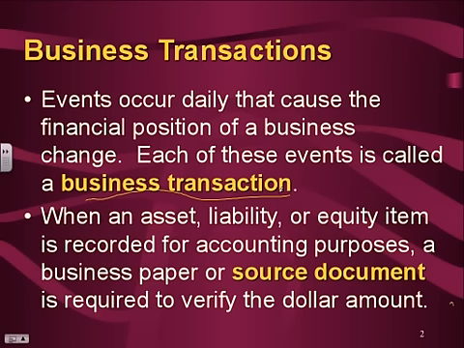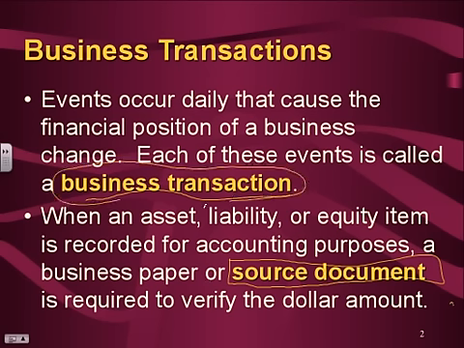When an asset, liability, or owner's equity item is recorded for an accounting purpose, a business paper or source document is required to verify the dollar amount. We are going to be spending a lot of time on source documents in the next chapter, but for now we're just going to be introducing them. It's important that you understand what they are. So two things that you need to know here: what is a business transaction and what is a source document?